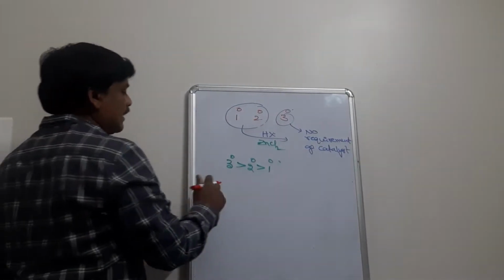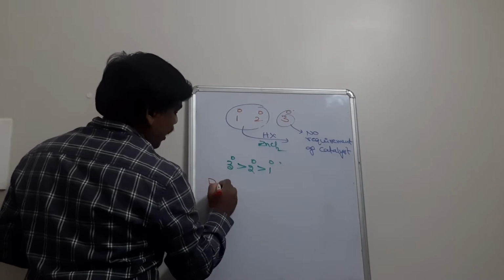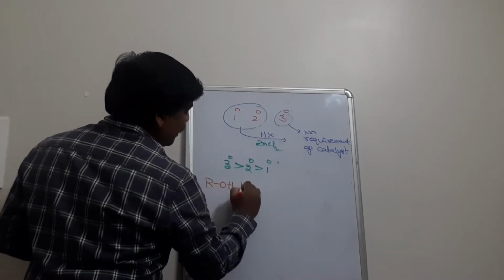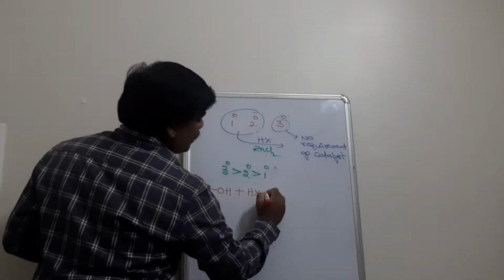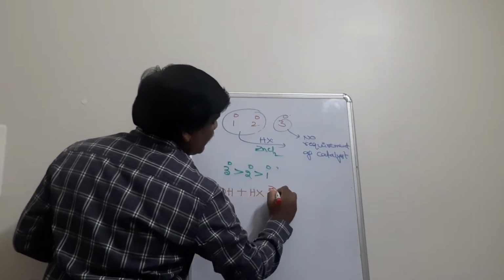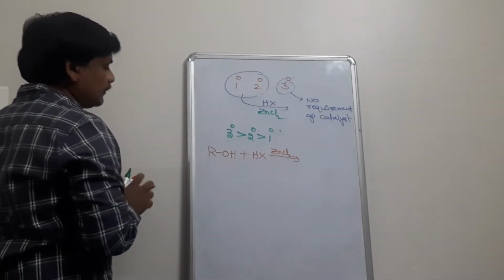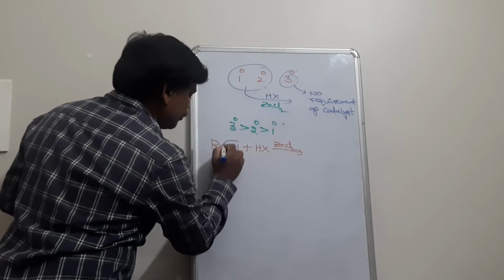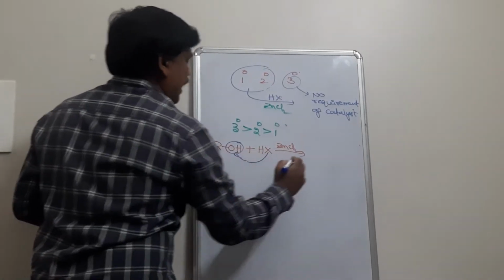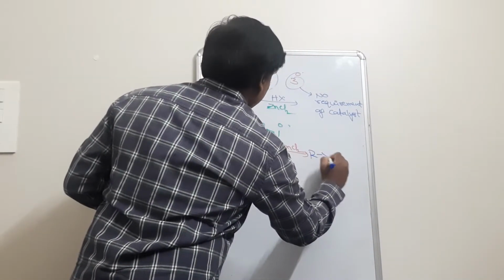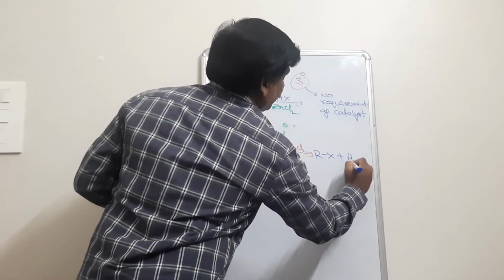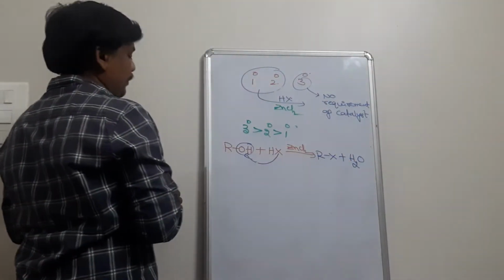So when we consider the reaction, see here, ROH plus HX. This requires a catalyst, zinc chloride, and the OH group is replaced by halogen, so we get RX plus H2O. So this is the first preparation method.